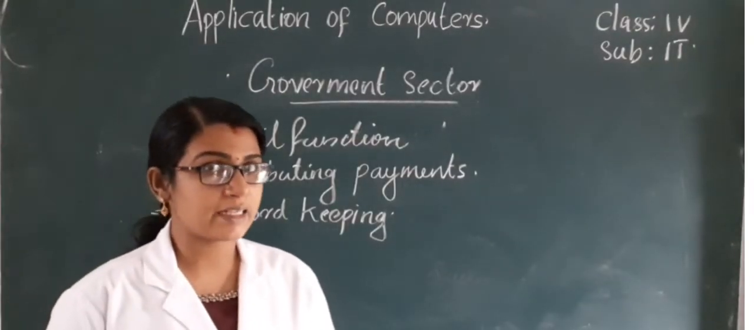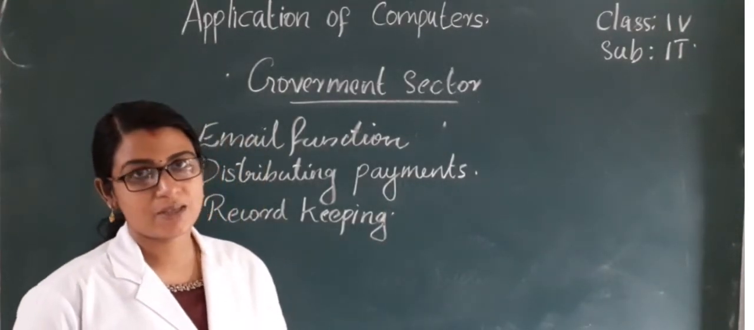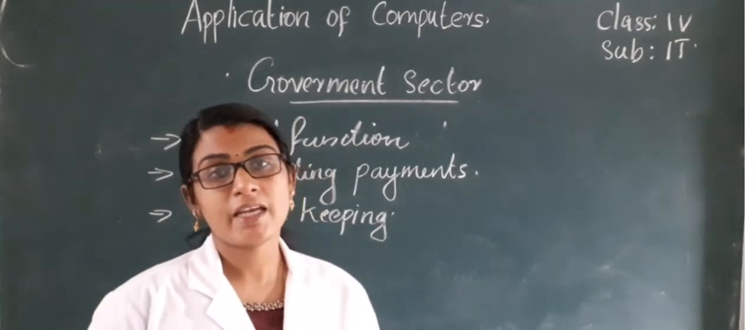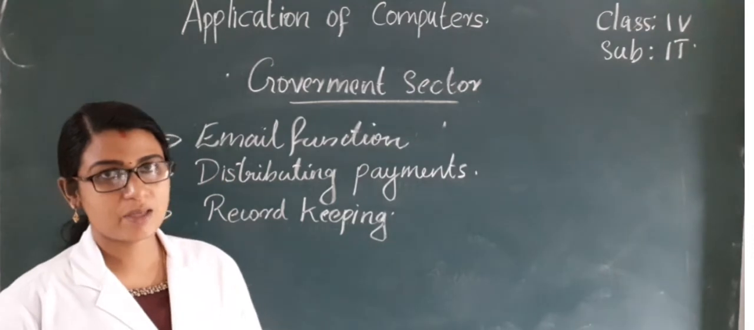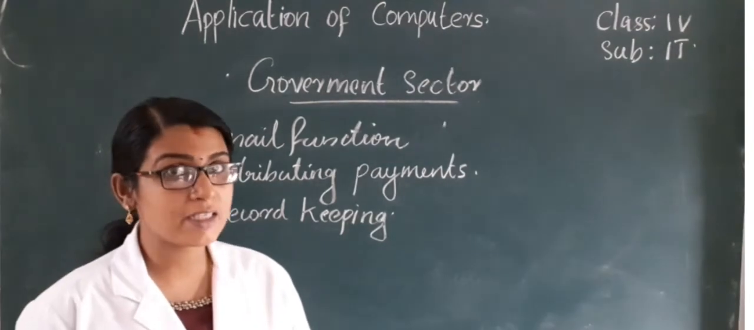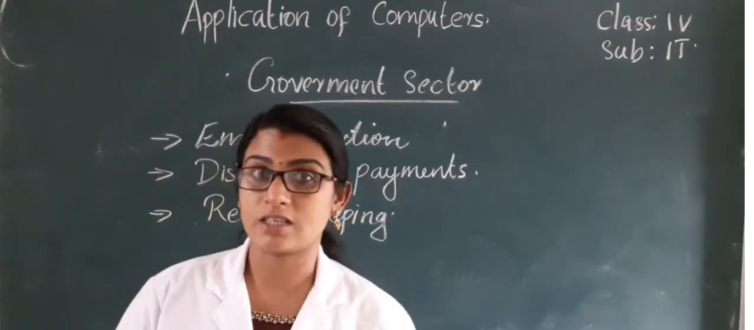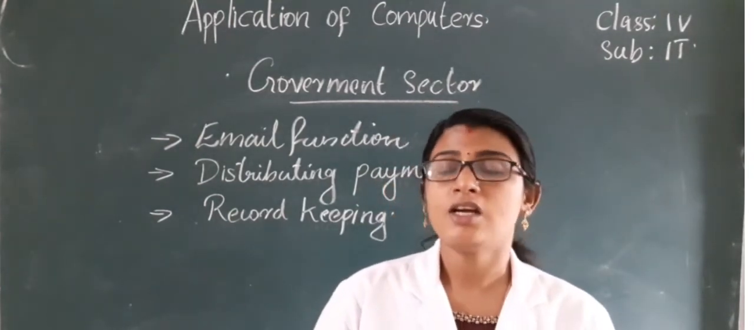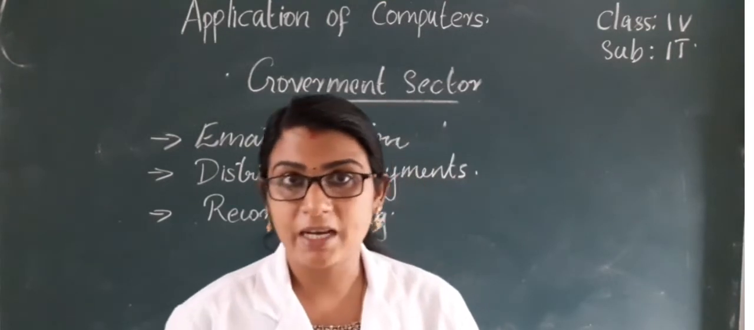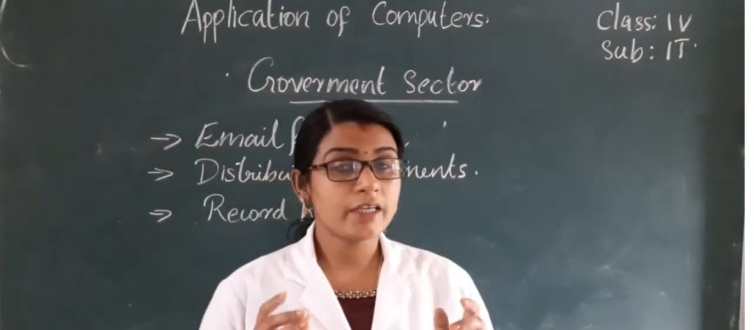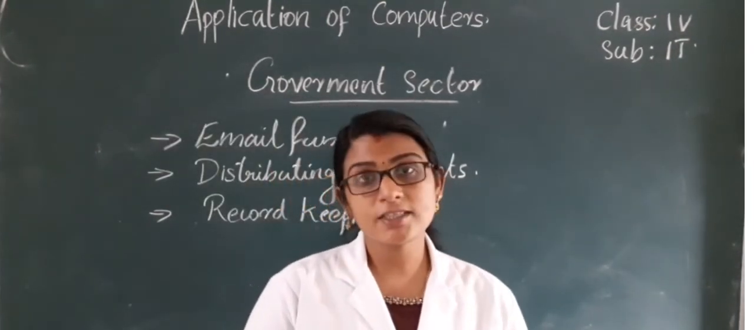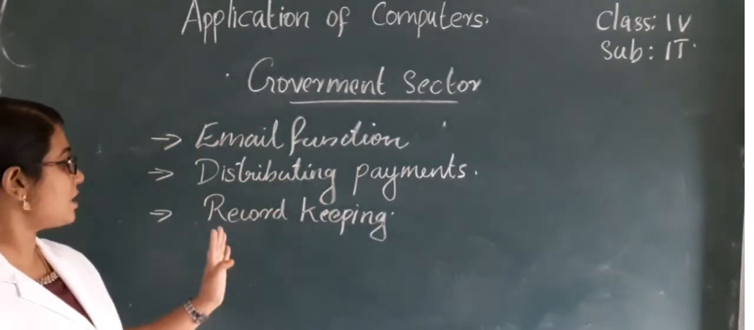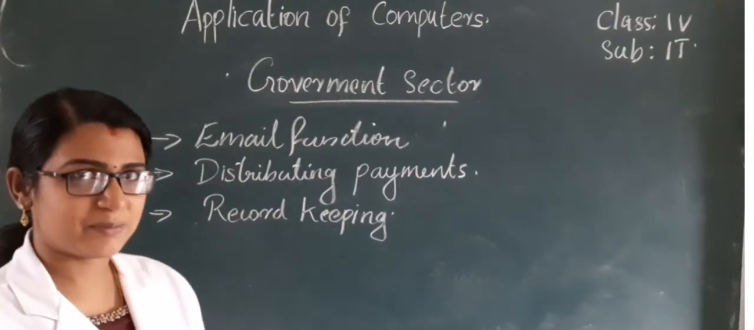The next field is the government sector. So let's see the uses of computers in the field of government sector. A computer is used in the government sector by government authorities to expedite their tasks by using word processor, spreadsheet and database management programs. So in government sectors, computers are used for the email function, distributing payments and record keeping.